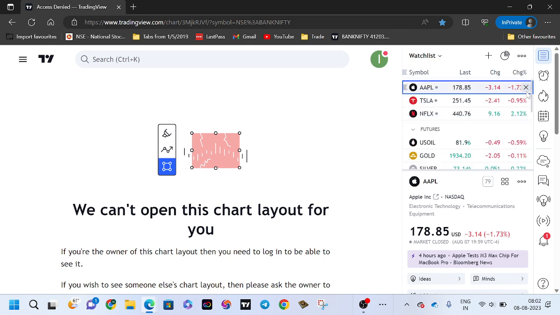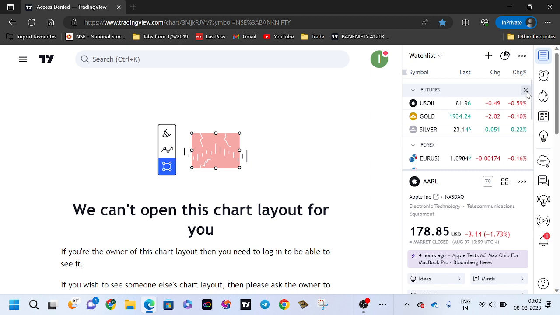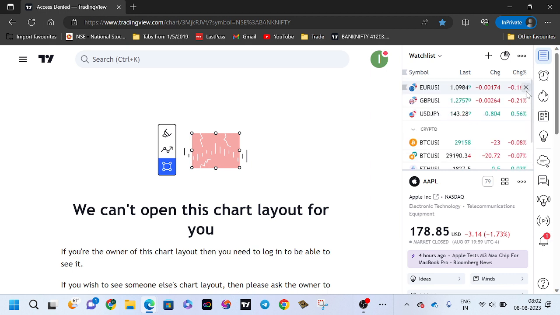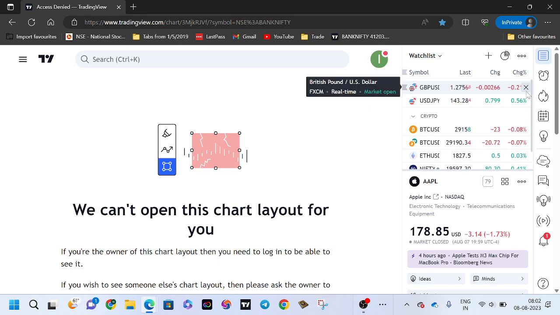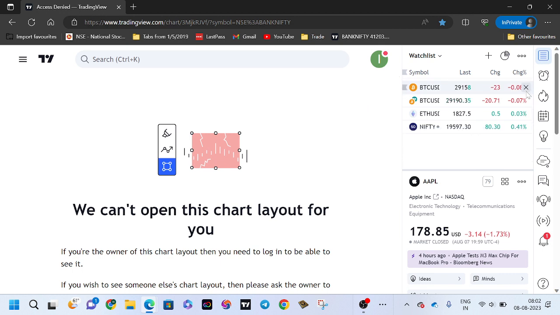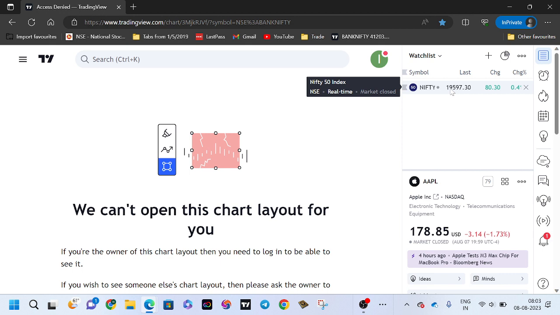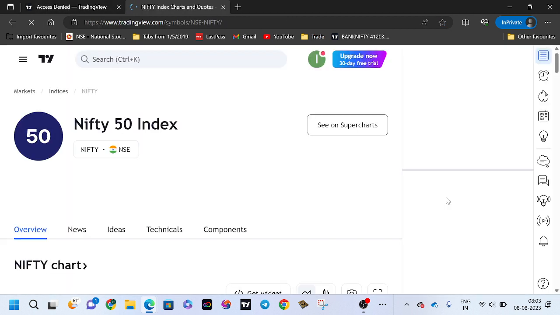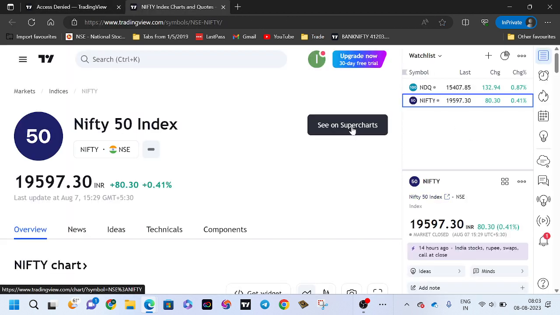By default they have enabled some forex based or foreign based stocks. We don't want to trade in those. We are interested in the Indian market. So Nifty is there, and I will start with the Nifty. Go to the chart. Click on super charts.